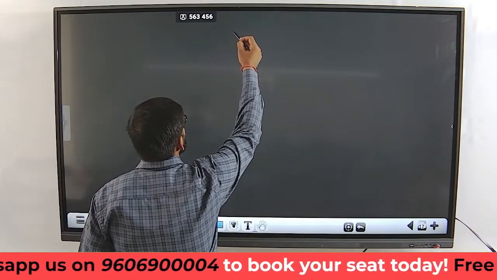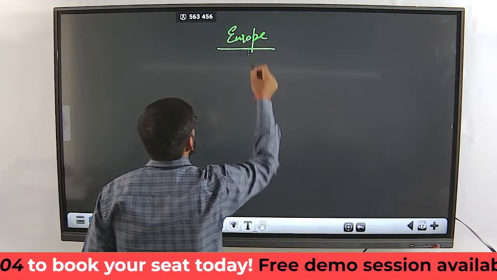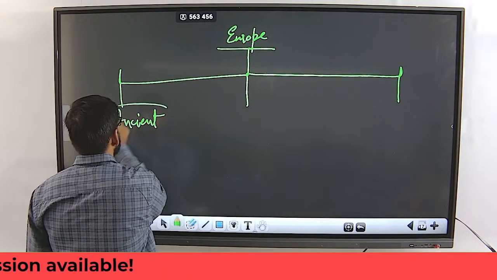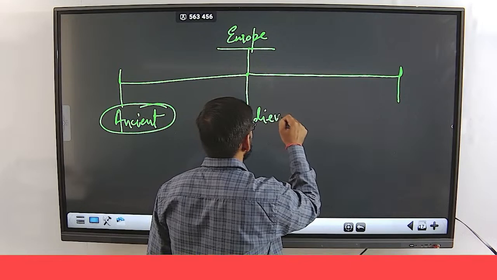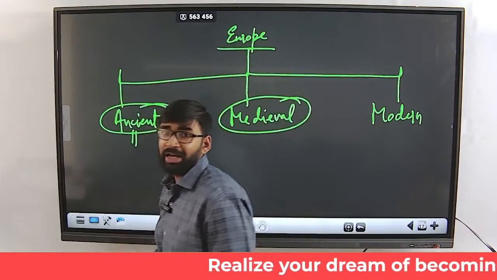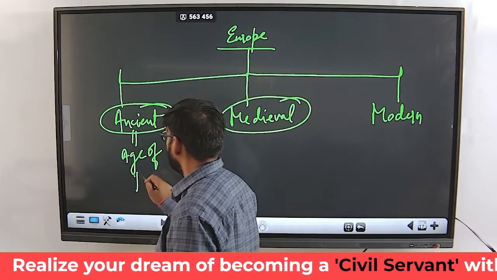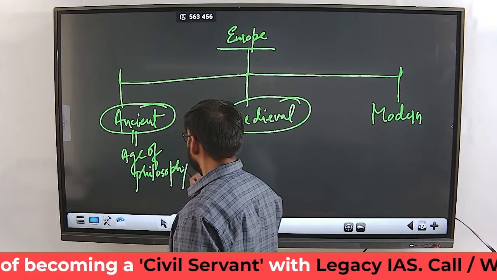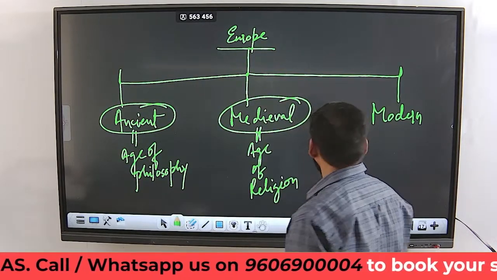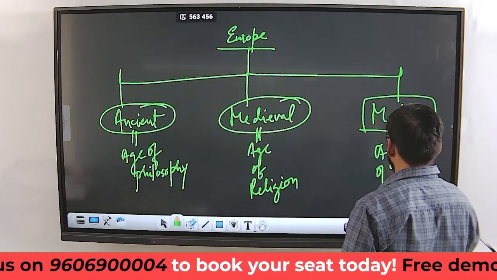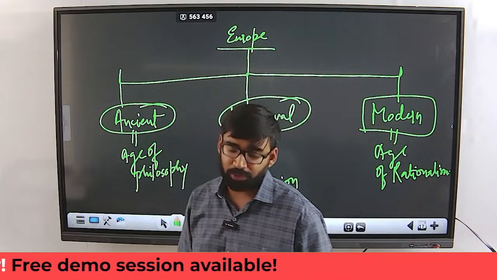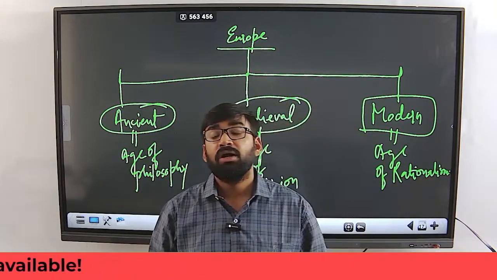So when we categorize European political thought, it can be classified into three groups: ancient, medieval and modern. Ancient thought, age of philosophy. Medieval, age of religion. And modern, age of rationalism or scientific thinking. This much is clear to all of you. So this is how nation states are formed.